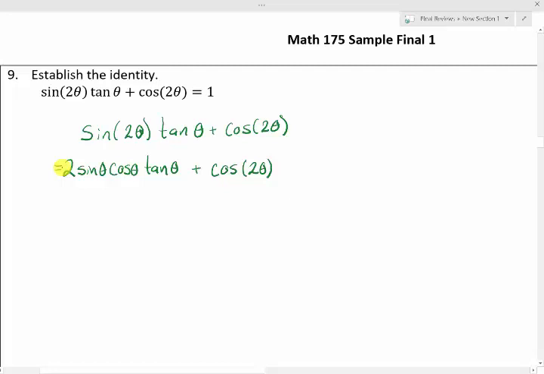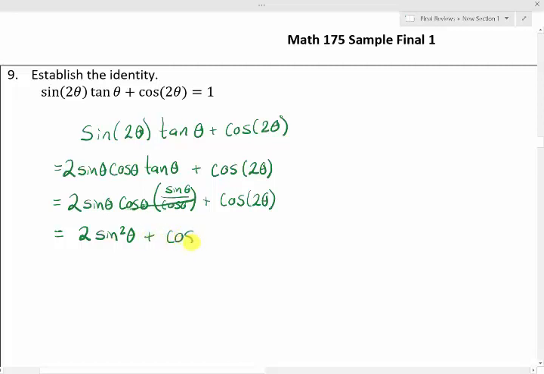Alrighty, so then I want to see if we can do something with this piece over here. I have tangent of theta. I'm going to go ahead and rewrite that in terms of sines and cosines and see if anything cancels out. Well, here we have sine over cosine, and we are multiplying by a cosine, so that denominator will cancel out with the cosine. So it's going to give me 2 times sine times sine. Well, it's just 2 times sine squared. Now, nothing else is going to cancel out.